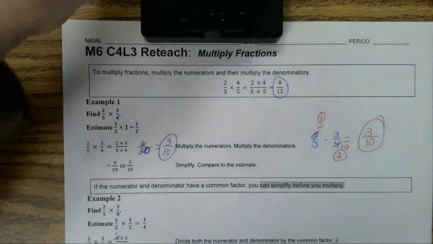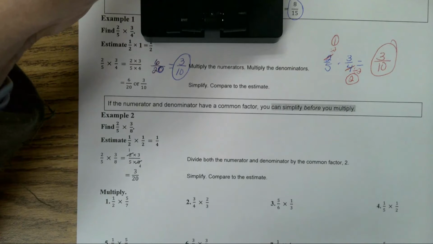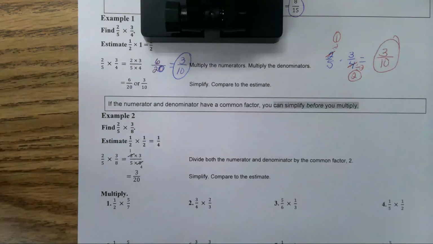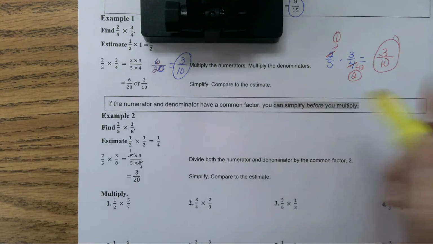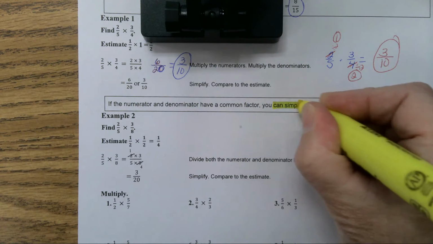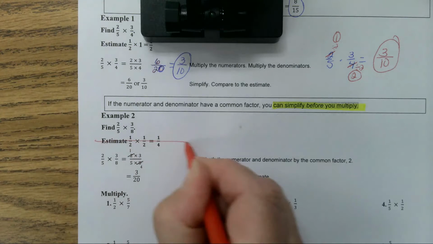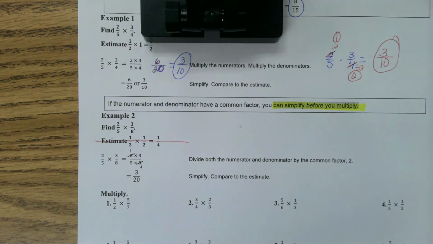I'm going to practice this skill again in example 2. If the numerator and the denominators have a common factor, you can simplify before you multiply. You will hear me say that over and over again. Simplify before you multiply. All right, we're not going to look at the estimating skill right now. We're just going to practice the process.